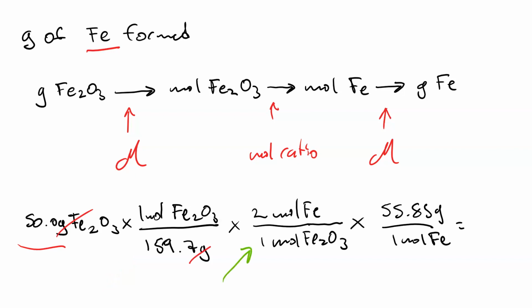Next, I multiply by the mole ratio. This comes from the balanced equation, see above. Moles of Fe2O3 cancel, and we're left with moles of Fe. Then I multiply by the molar mass of iron, which is 55.85 grams per mole of iron. Moles of iron goes away, and we're left with grams of iron. And according to my calculations, we get 35.0 grams of Fe formed.